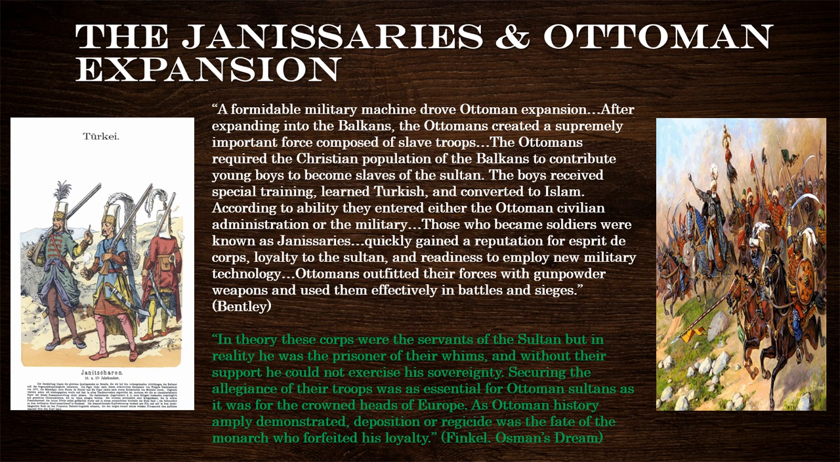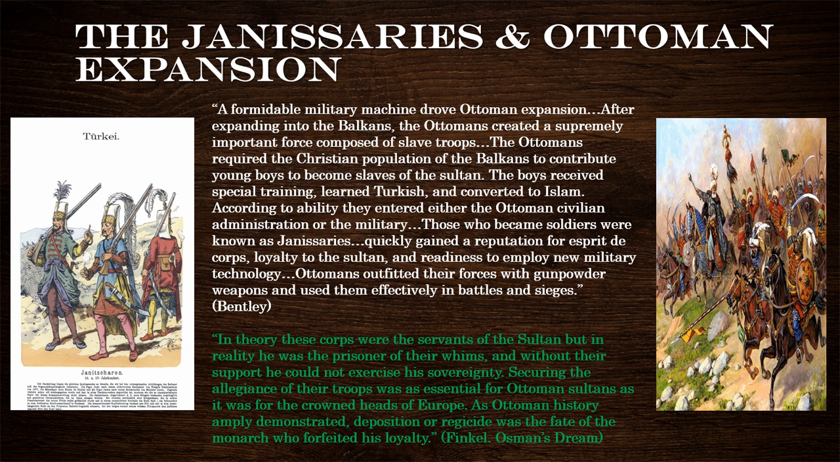In the book I've already quoted once, Osman's Dream, about the entirety of the Ottoman Empire, she says, in theory, these core military units were the servants of the Sultan, but in reality, he was the prisoner of their whims. This is at least over time, once the Janissaries become the key element in the Ottoman military. And without their support, he, the Sultan, could not exercise his sovereignty or power. Securing the allegiance of their troops was as essential for Ottoman sultans as it was for the crowned heads of Europe. As Ottoman history amply demonstrated, deposition or regicide was the fate of the monarch who forfeited his loyalty.